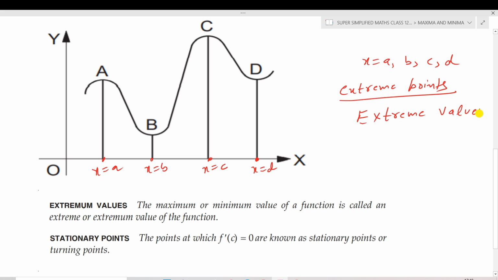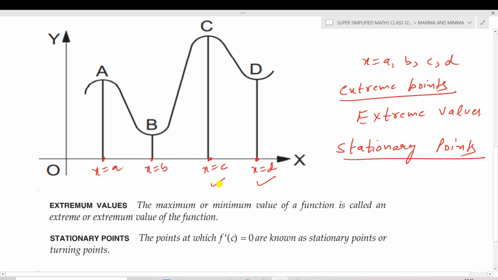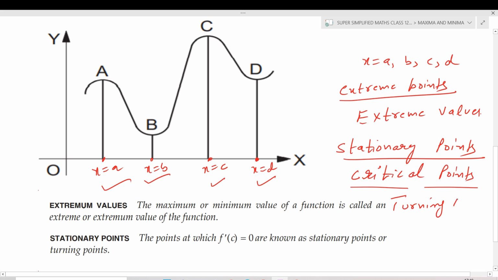Now these points are also called stationary points. Which points am I talking about? I am talking about these points A, B, C and D. These are also called extreme points. These are also called stationary points. And these points are also called critical points. These points are also called turning points. Different terminology is used for these points. These are some very special points, students. How? Let me tell you.